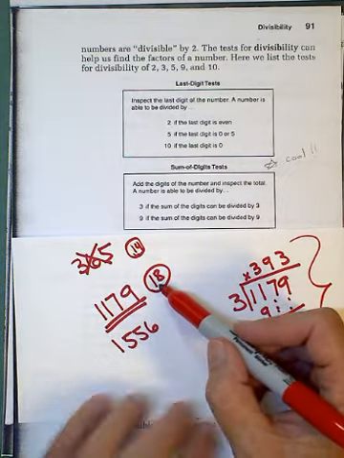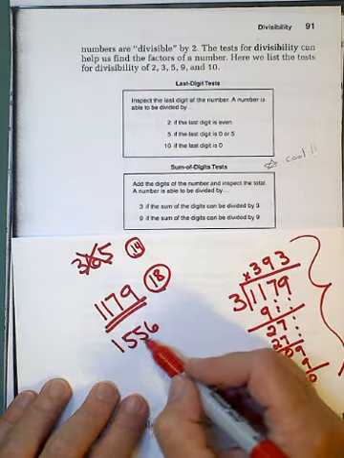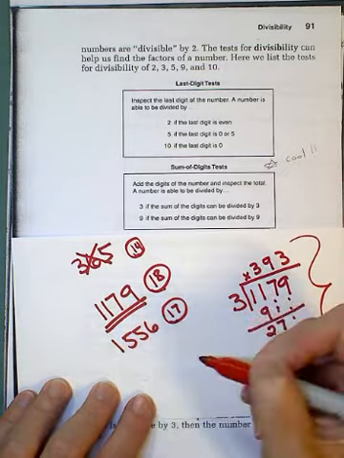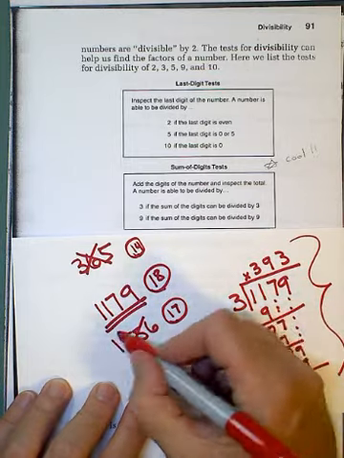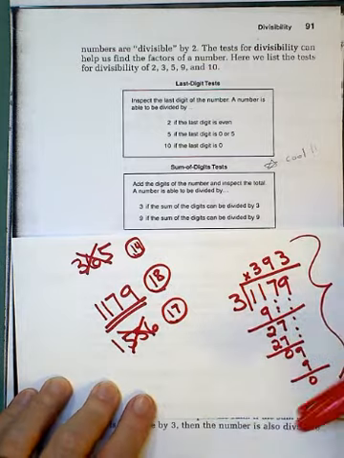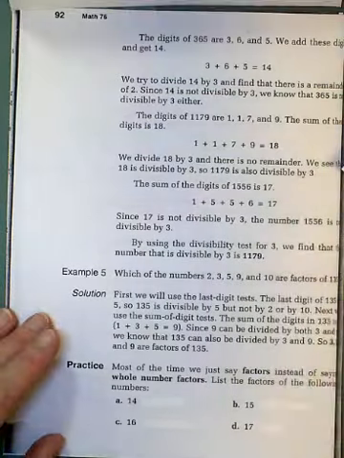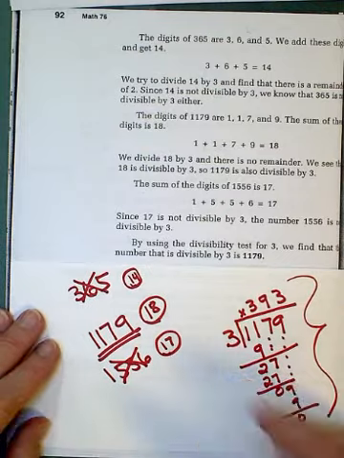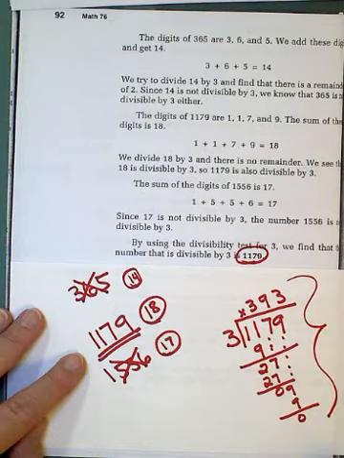Let's add 1 plus 5 plus 5 plus 6, and we see that the sum here is 17. Is 17 divisible by 3? No. Therefore, this entire number is not divisible by 3. Let's turn the page and see how we've done here. And we do see that the only number of these three that's divisible by 3 is 1179.